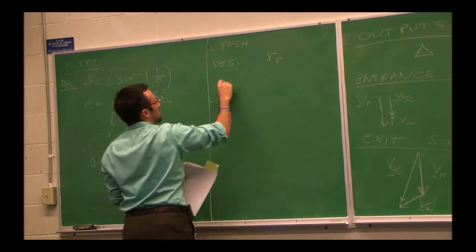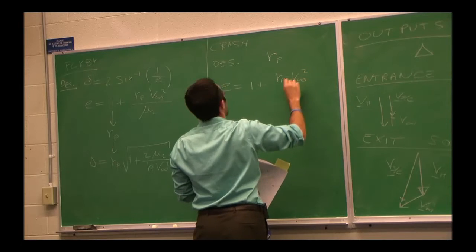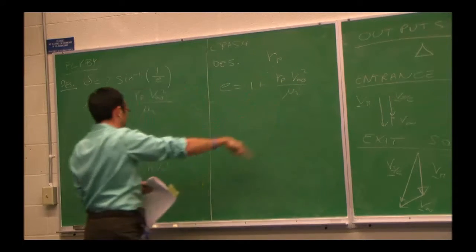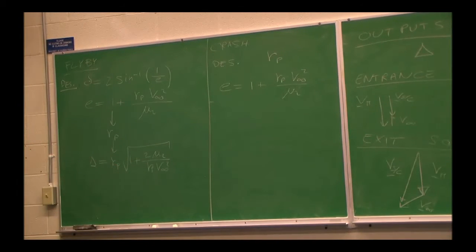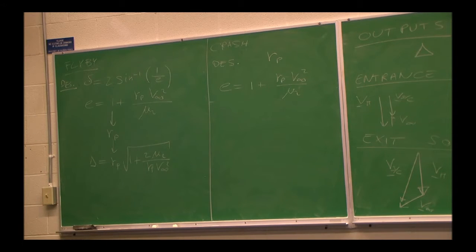So you use this expression to compute the eccentricity again, because V infinity is given. And once again, you go back to this expression down here. So you actually don't even need to go through the eccentricity. Given RP, you can just go here, and that's how far you need to come in.